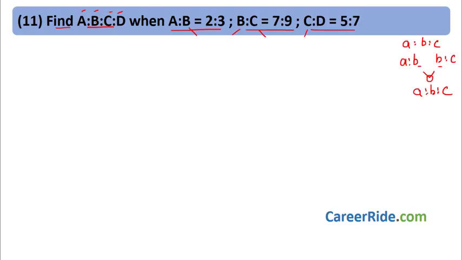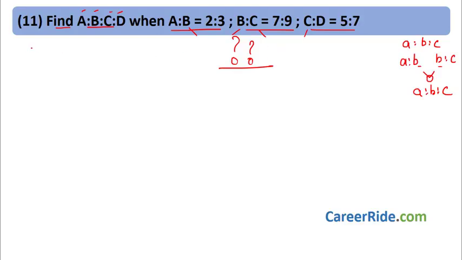So how to solve such a sum? Because if we try to make the value of C the same, then the value of B will also change, and if we try to make the value of B the same, the value of C will also change. So how to solve such kind of sums? Very easy, there is a trick to it. First I'll explain the trick by solving the sum, then I'll explain the general formula, right?